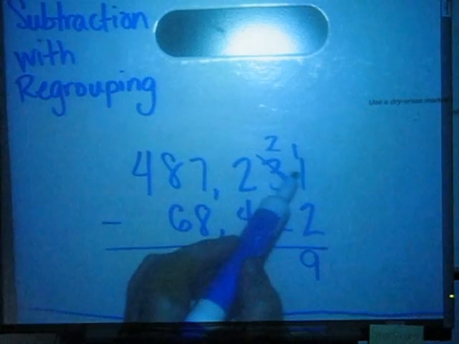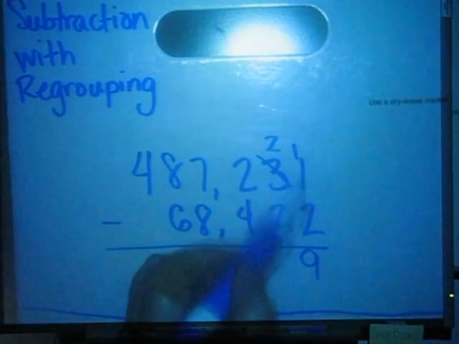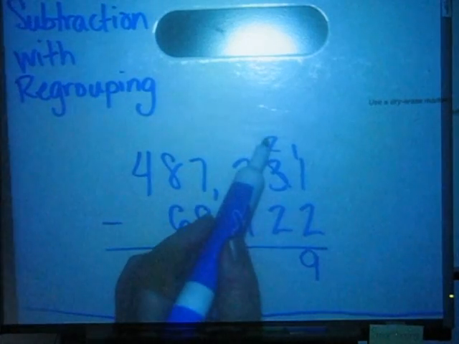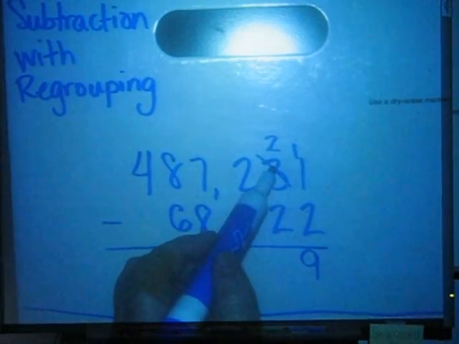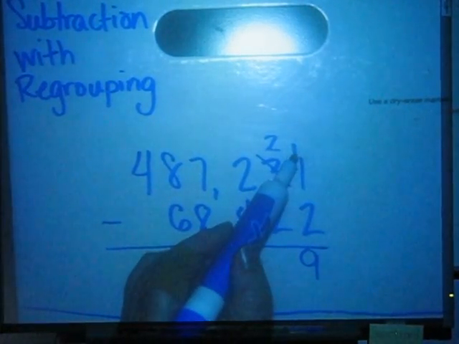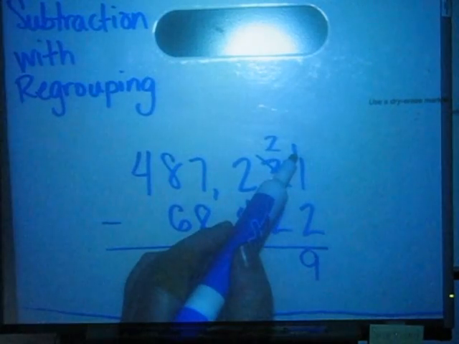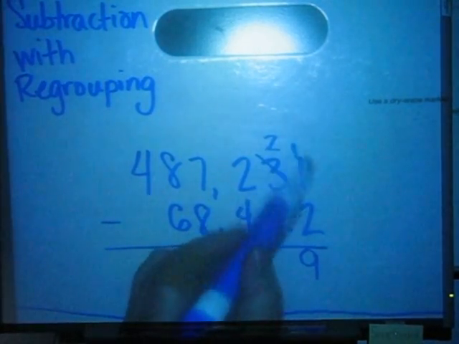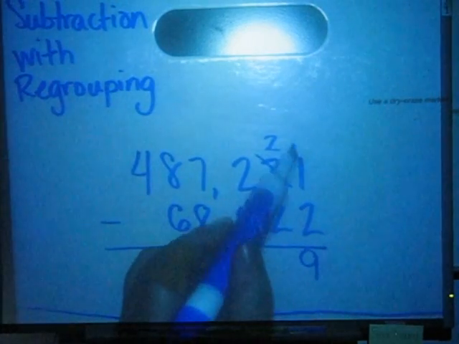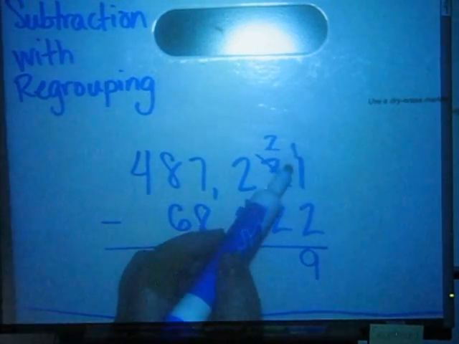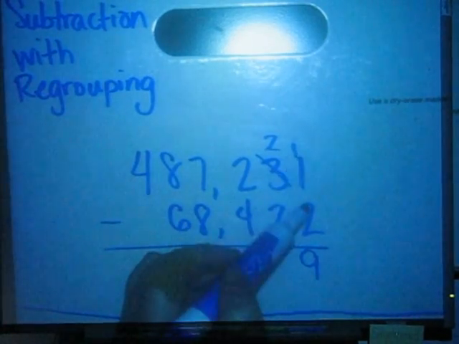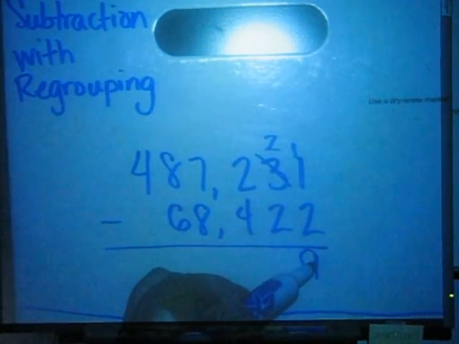So again, I couldn't take 2 away from 1, so I had to borrow from my neighbor. 3 minus 1 is 2. The one that I borrowed went over to the ones column, and this 1 makes the 1 in the ones column turn into an 11. Okay? So now I have 11 minus 2 is 9.